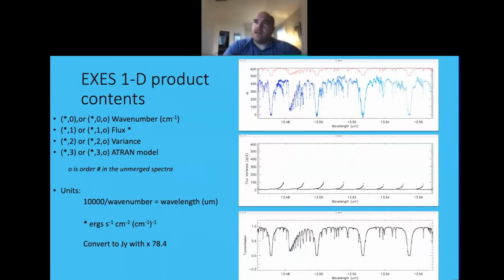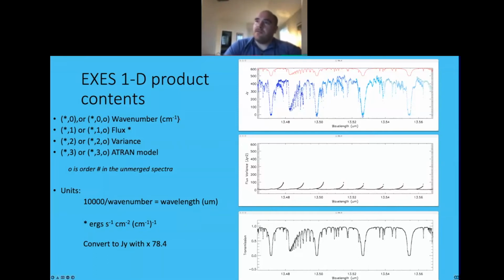So a little bit more about the EXES 1D data products. Wave number, if you're not used to using it, is convertible to wavelengths by dividing it out of 10,000, and that puts it into micron units. The standard flux unit is ergs per second centimeter per wave number. That's like a Jansky, and I guess it's flux density. And you can convert it to Jansky with just this factor if you work out the conversions.